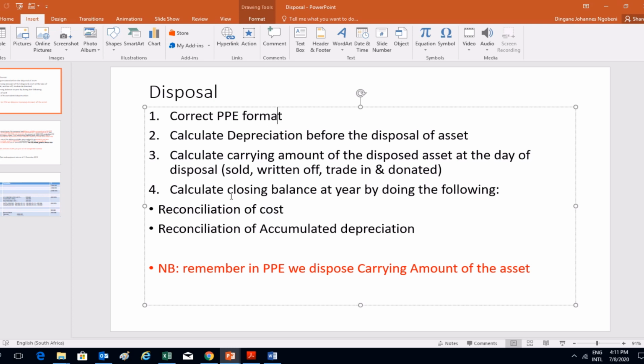And then the last one, calculating the closing balance at year end by doing the following. At year end, when you calculate your closing balance, if there's a disposal, you must perform reconciliation of cost. You must perform reconciliation of accumulated depreciation. These four steps are the ones that you are going to be following. And also to remember, with PPE, we dispose the carrying amount of an asset, not the cost, not the proceeds, but we dispose what? Carrying amount. Let's go to the question.